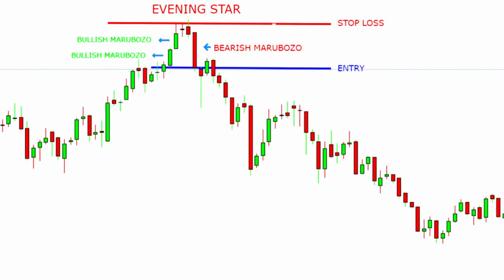In this chart, after proper uptrend, a bullish Marubozu candlestick was formed. Again, bullish Marubozu candlestick was formed. You have already been told that Marubozu candlesticks can be more than one. Still, evening star pattern is valid.